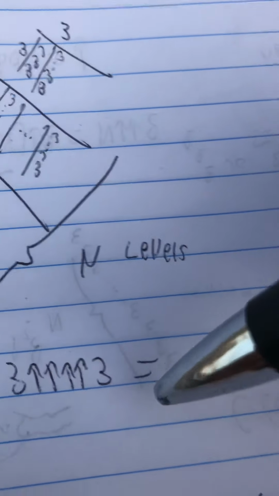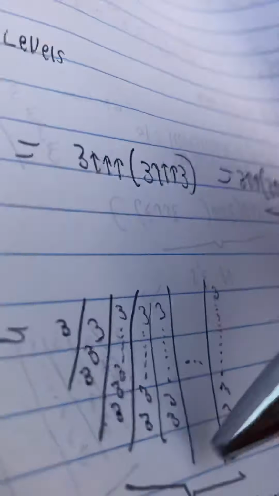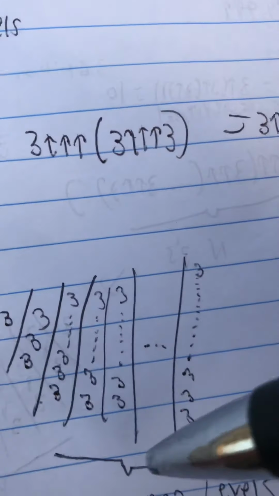So of course, 3 4 out of 3 equals 3 triple out of 3 triple out of 3, so that equals 3 double out of 3 double out of, there are 3 triple out 3 times 3s. So 3 triple out 3 levels. So it looks something like this.